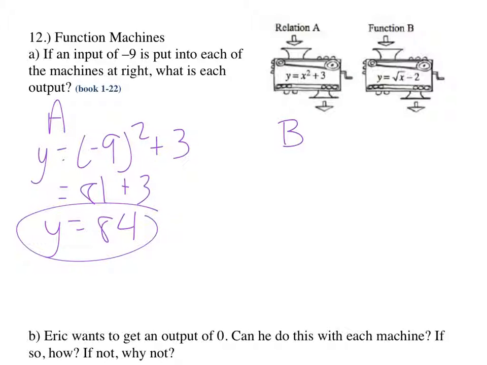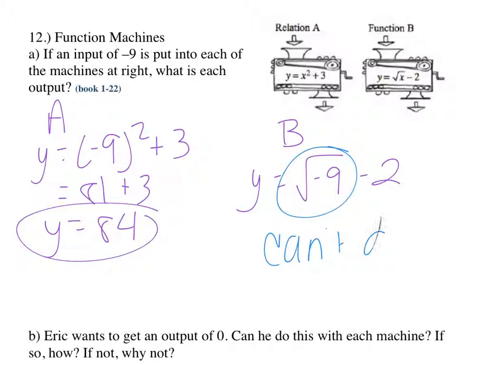For B, y equals the square root of -9 minus 2. This is a problem. We can't do this at this point. Later in Algebra 2, you'll be able to do something with square roots of negative numbers, but we are going to stop here and say that we can't do it because of the square root of the -9. We can't take care of a negative radical at this point.